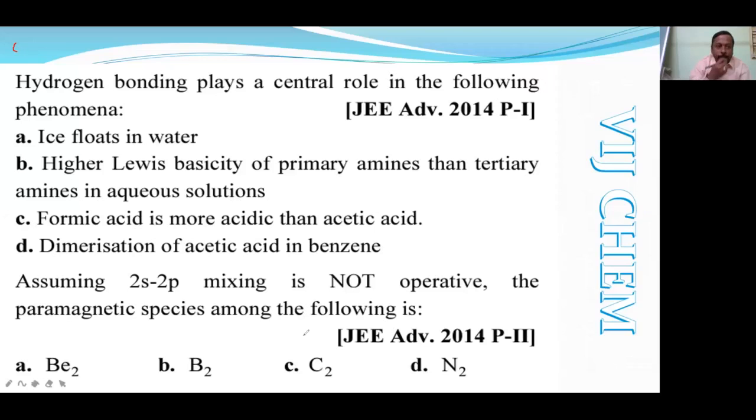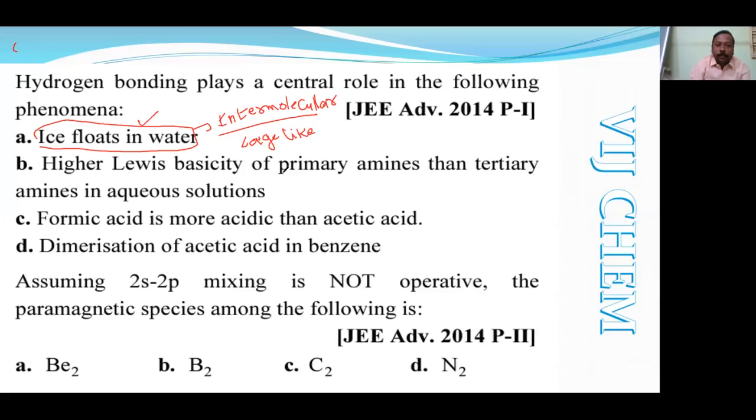Okay, suppose I have explained ice floats over water. What is the reason? Due to intermolecular hydrogen bonding. And there is an integer type question also I have explained in the lecture. Because of intermolecular hydrogen bonding, it possesses a cage-like structure. So therefore that is correct. It is related to hydrogen bond.